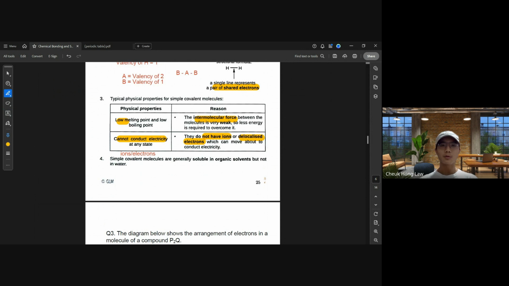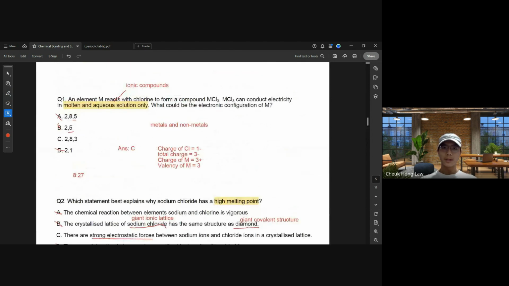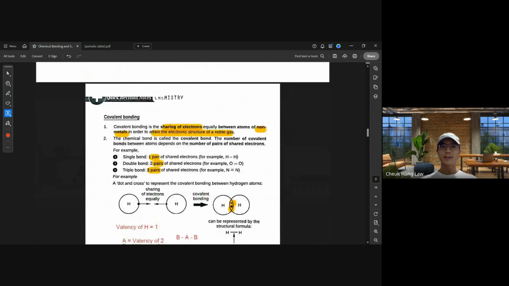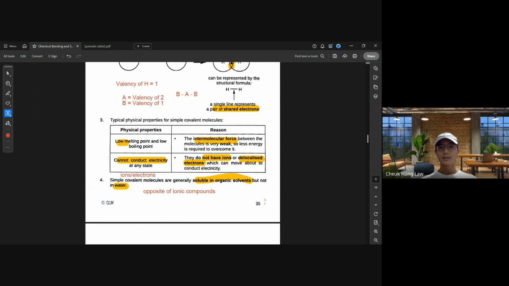And the last property you need to know is they are generally soluble in organic solvents, but not in water. How I like to think of it is just the opposite of ionic compounds. Ionic compounds are soluble in water, but insoluble in organic solvents. So covalent is the opposite. Simple covalent is soluble in organic solvents, but insoluble in water.